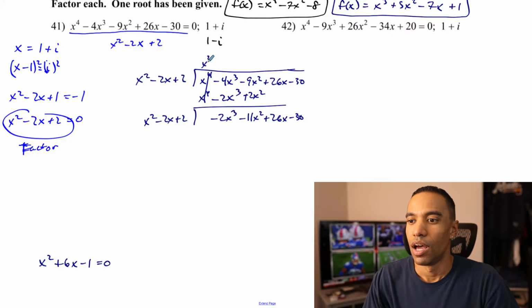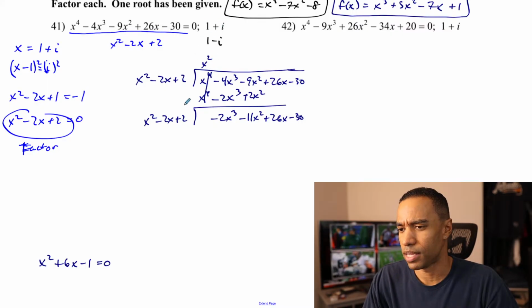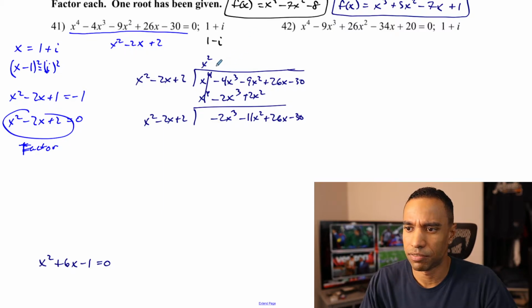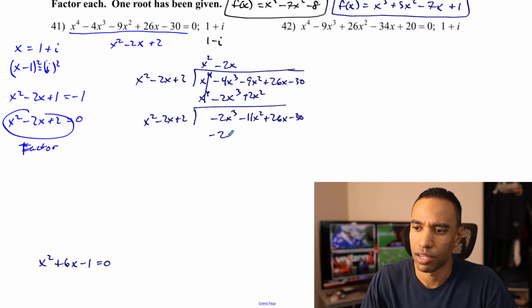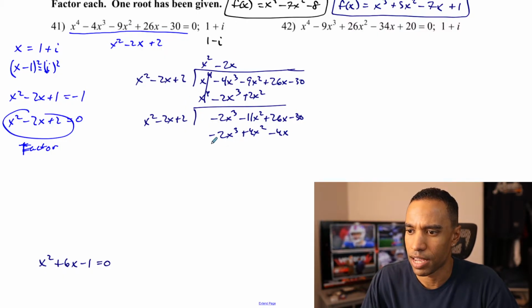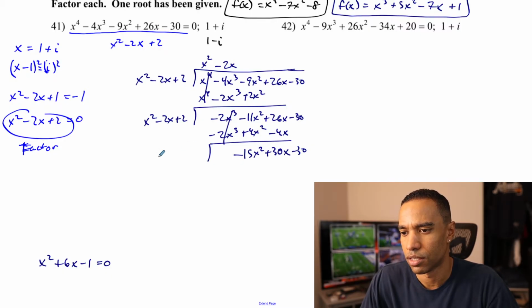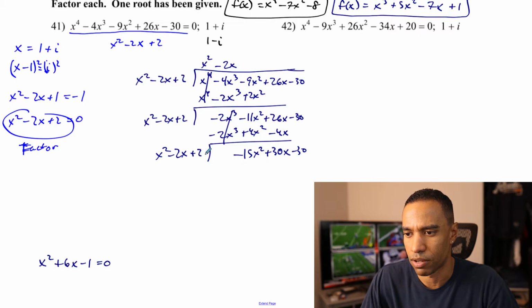So that way they'd, I guess, have to give us a root. Anyway, so right here, negative 2x, so negative 2x cubed, negative 2x times negative 2 is positive 4x squared, and then 2 times negative 2x is negative 4x. Subtract those, and I will get negative 15x squared plus 30x minus 30. This looks like this will pan out just fine.